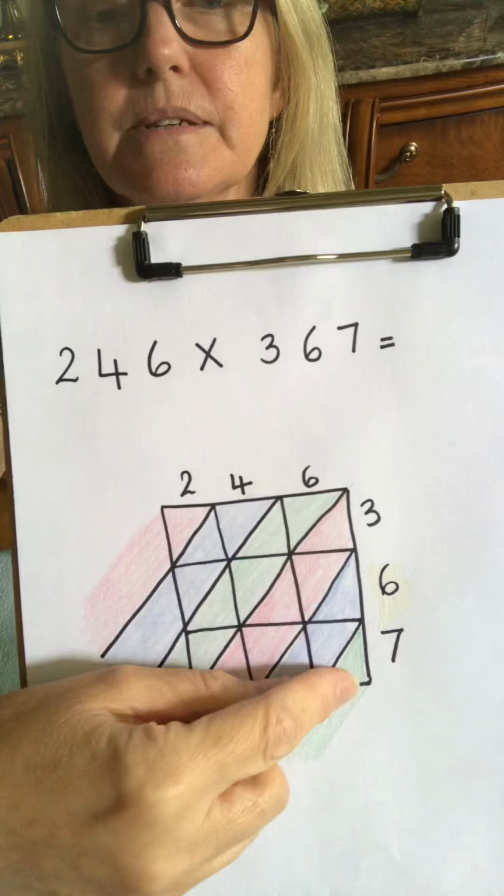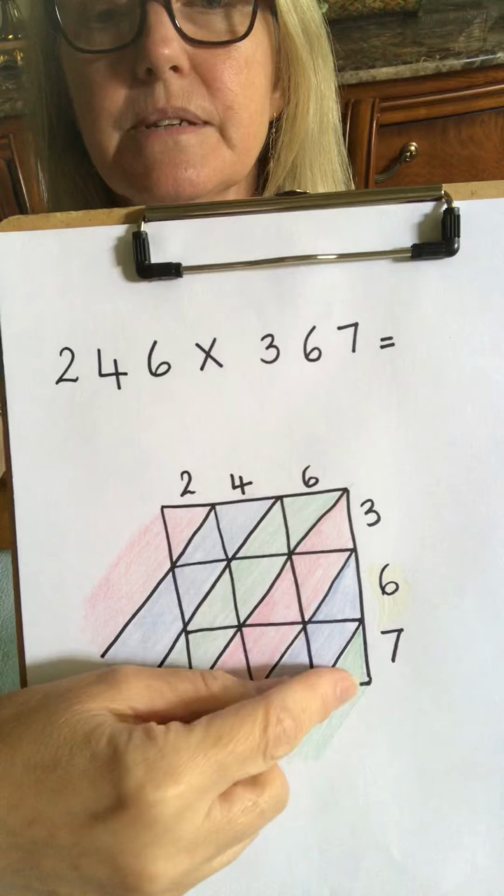So I have a 3-digit number, 246, and I'm multiplying by 367. For multiplying a 3-digit number by a 3-digit number, 3 times 3 is 9. We're going to need 9 squares here. So I've got my 1, 2, 3, 6, 9.